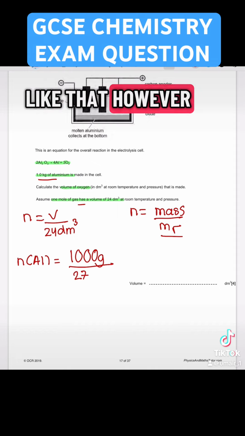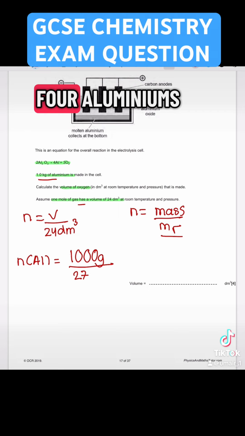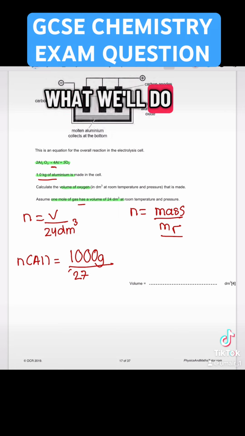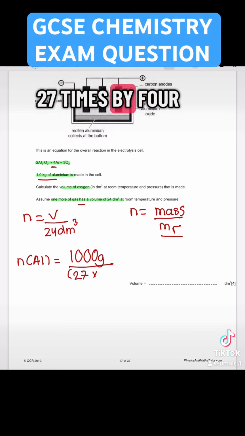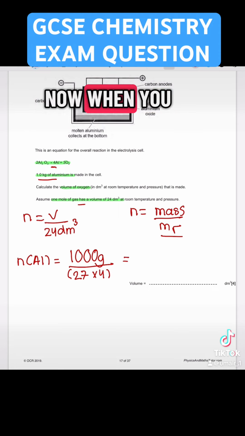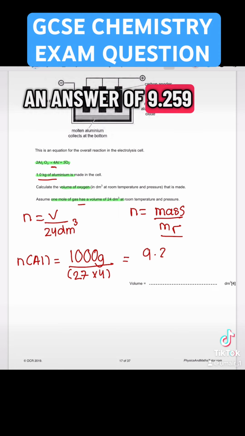like that. However, as you can see, we have 4 aluminiums, 4 moles. So what we'll do is we'll do 27 times by 4. Now, when you do this, you should get an answer of 9.259.